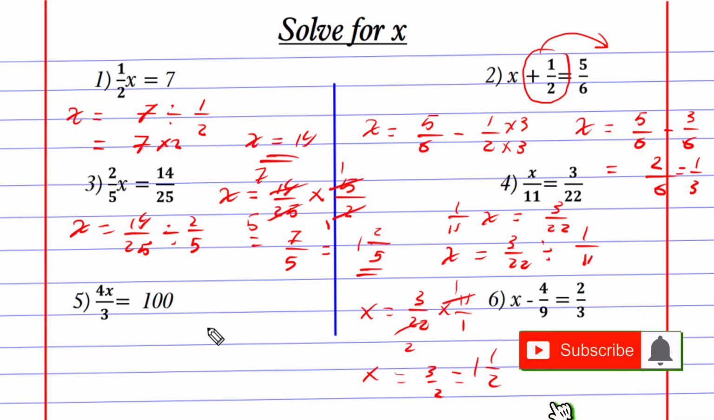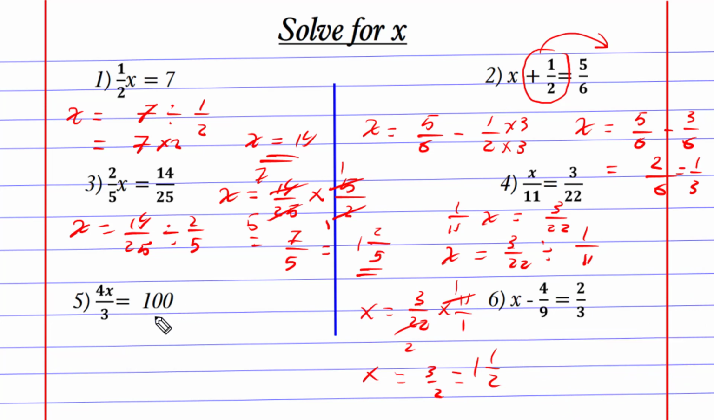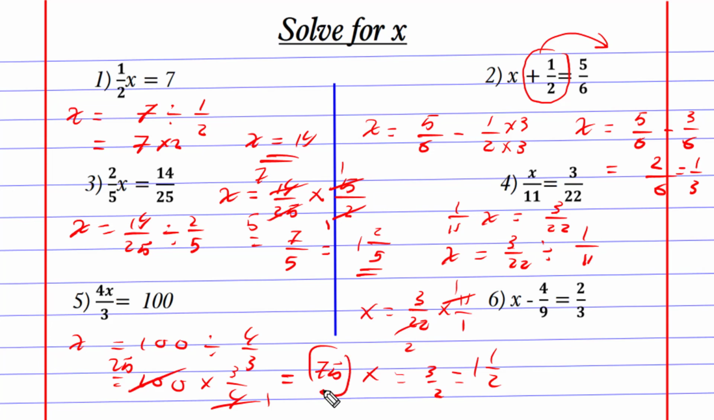1 and 1 half. Next, 4x over 3 equals 100. To find the value of x, we will move 4 over 3 to be divided. Now x equals 100 divided by 4 over 3. It means 100 times 3 over 4. We can simplify. 4 divided by 4 equals 1, 100 divided by 4 equals 25. Now x equals 25 times 3, equals what, guys? Equals 75. Now, this is the value of x.